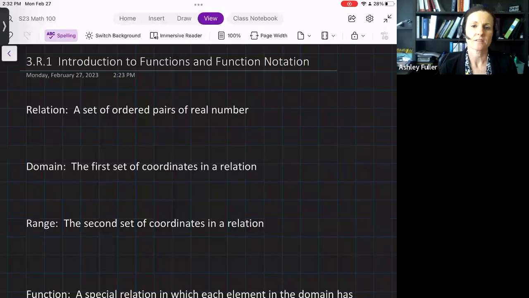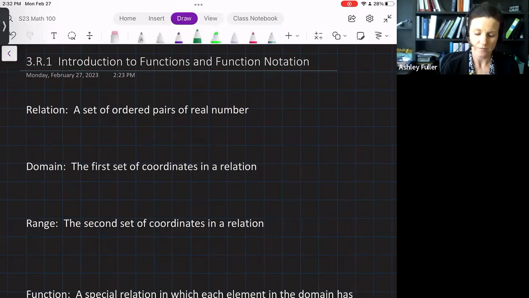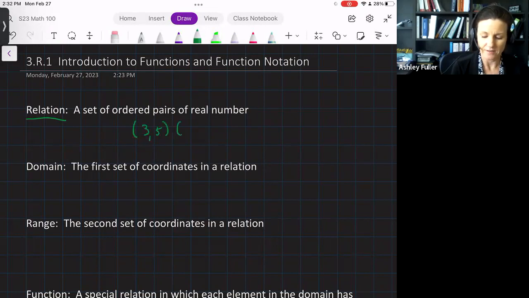In looking at functions and functional notation, there are a few key terms that you need to know that are written here. A relation is a set of ordered pairs of real numbers. For example, (3, 5), (2, 4), (1, -1). This would be a relation.